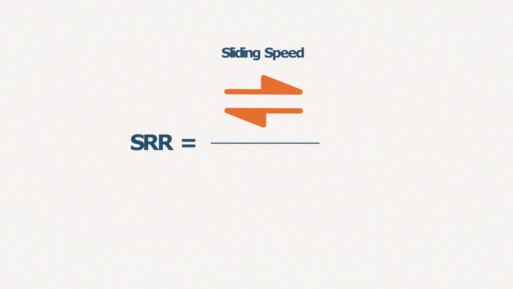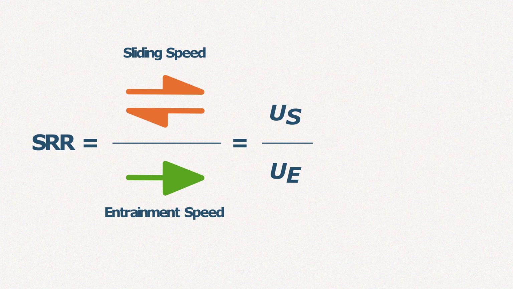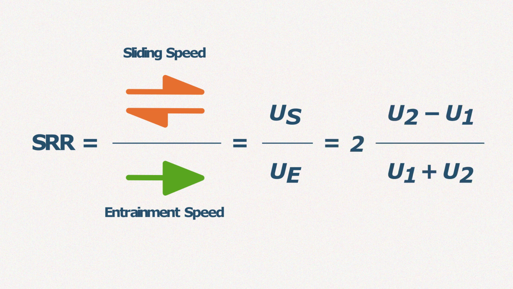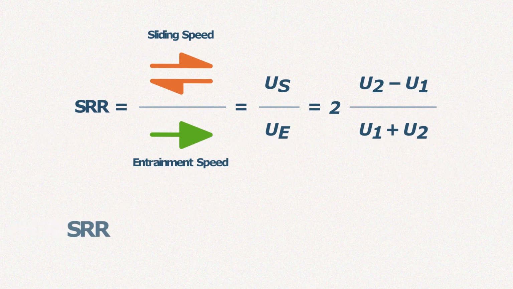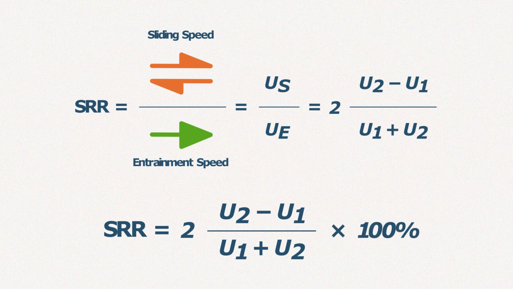And so we have this metric, slide to roll ratio, which is just the ratio of sliding speed to entrainment speed. It describes how much sliding there is as a fraction of the entrainment speed. This is it algebraically expanded, and because this can evaluate to quite a small fraction, it is often expressed as a percentage. This value is one of the key parameters describing test conditions in a tribometer.